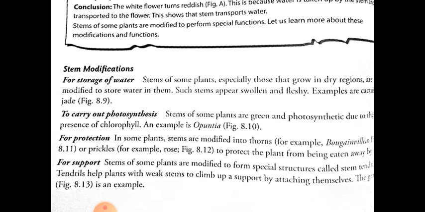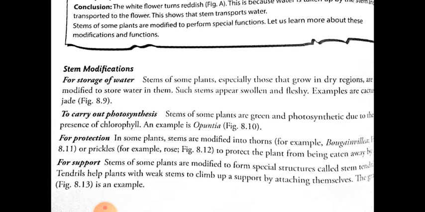Next, for protection: some plants' stems are used to protect the plant as they contain thorns. Examples are bougainvillea or prickles. These thorns protect them from animals that want to eat them. Due to these thorns, the animal does not eat them, and the plant protects itself from being eaten away by the animals.